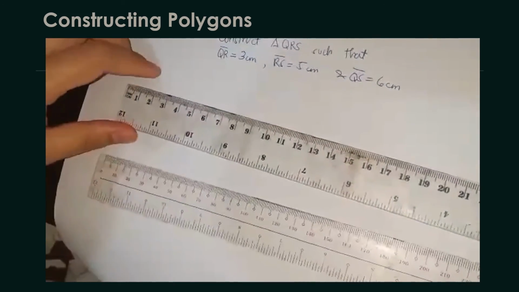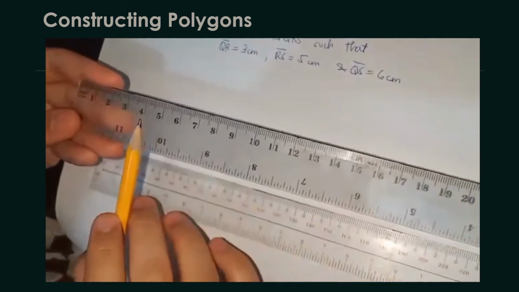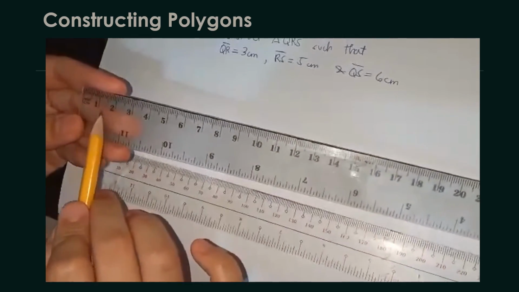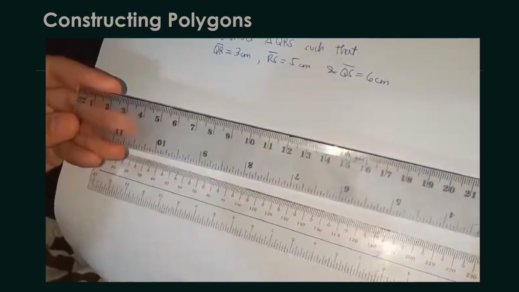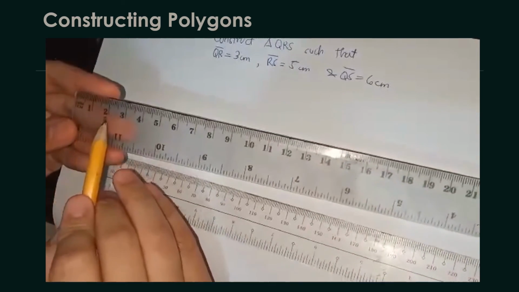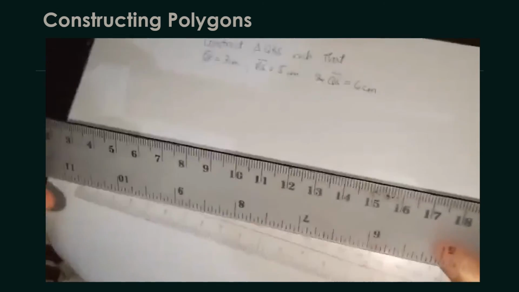Yung iba namang ruler, ganito na. So, ito yung inches natin. Itong nasa taas niya, ito si centimeters. So, naka 1, 2, 3, 4, and so on siya. Pero pag gusto mo naman ng millimeters, by 10 mo siya i-count. Okay? So, gamitin natin itong isang ruler na to.